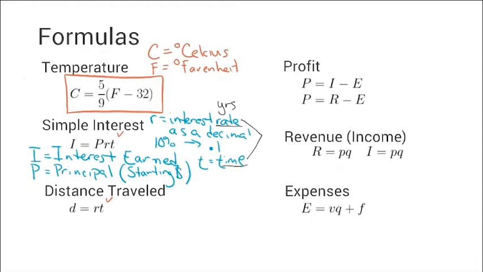The next equation is our distance traveled, where D is equal to distance, R is equal to your average or a constant speed, and t is equal to time.